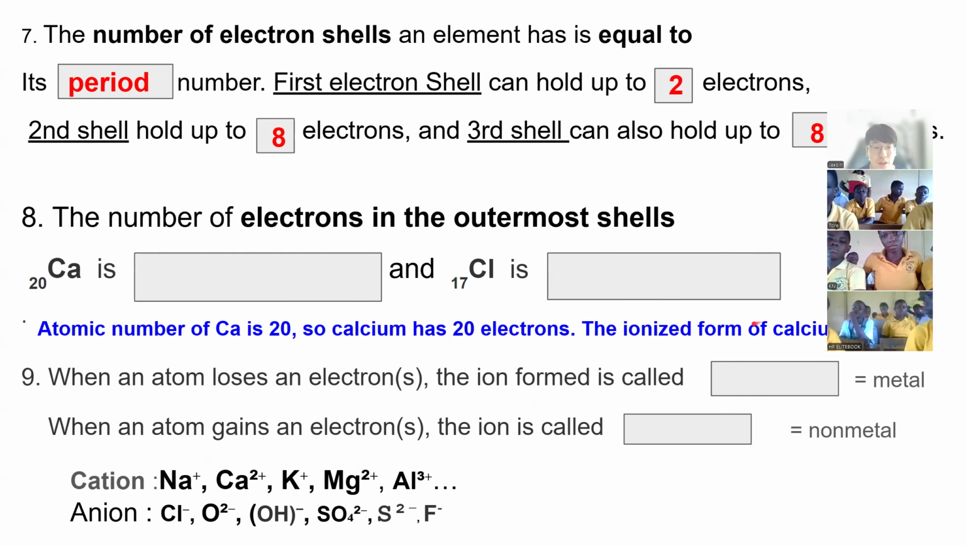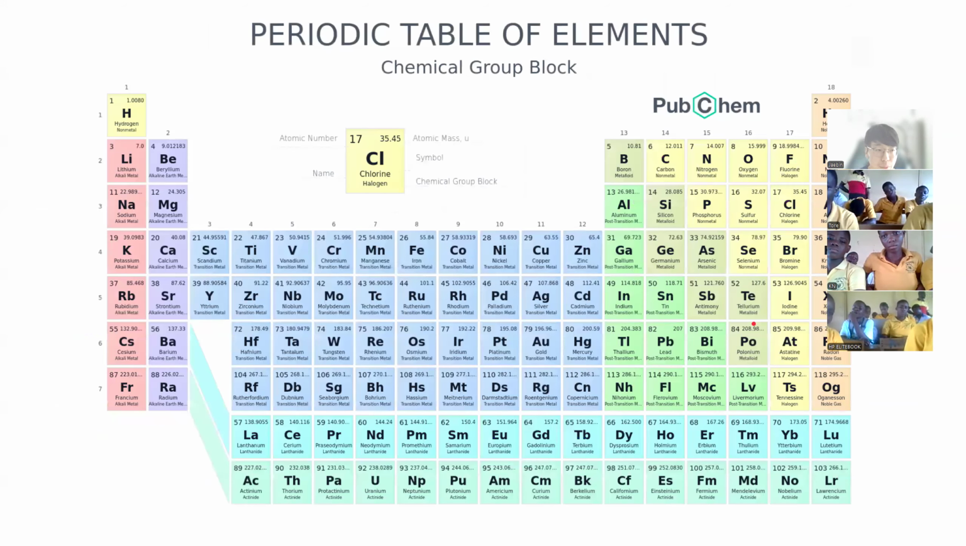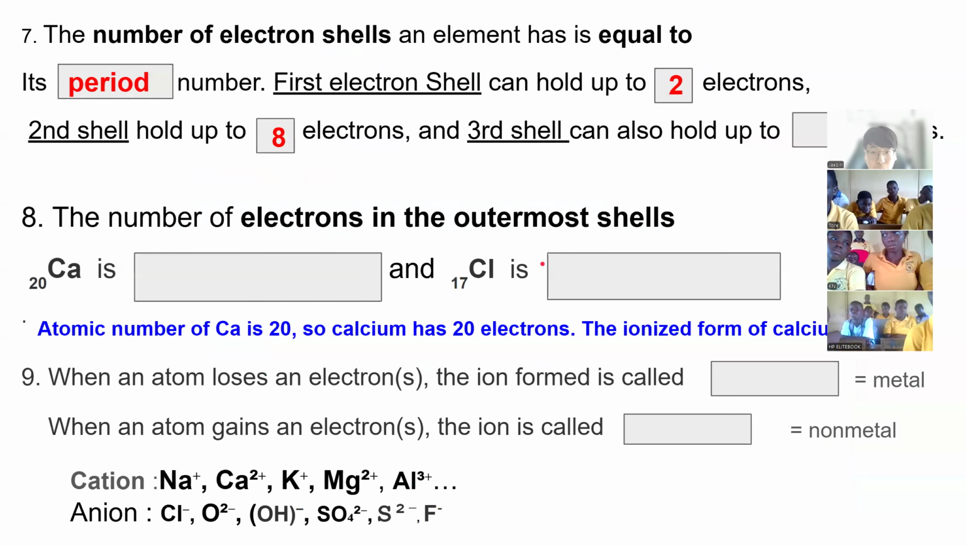If we quickly go back to the periodic table, you can see the period number increasing as you go down by the rows. So hydrogen and helium, period 1. This whole row over here is period 2, period 3, and so on as you go down by the row. And we can see that the first shell has 2 electrons, the second shell has 8 electrons, and the third shell can hold up to 8 as well.